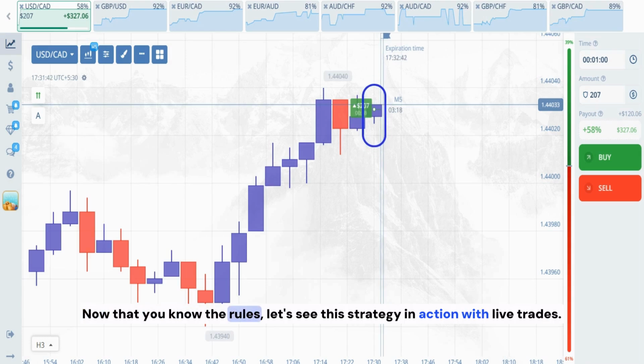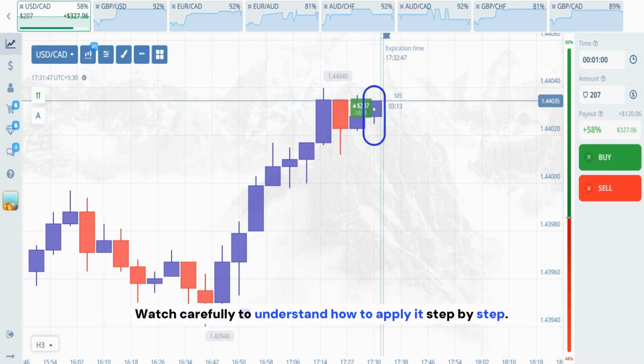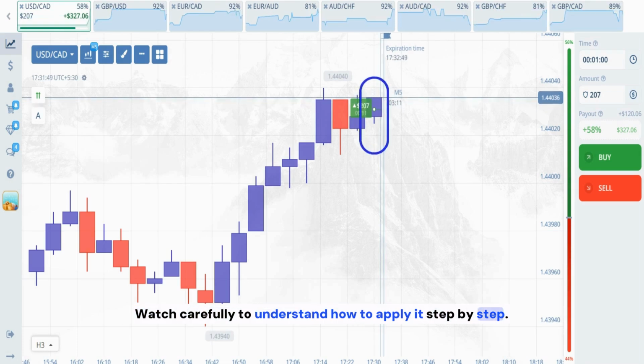Now that you know the rules, let's see this strategy in action with live trades. Watch carefully to understand how to apply it step by step.